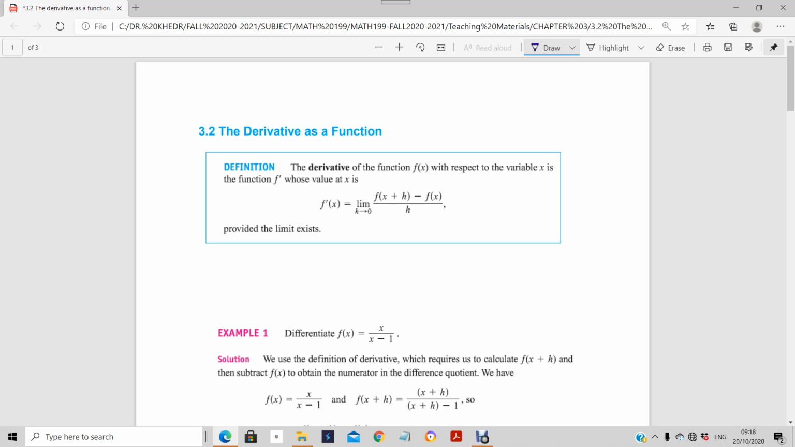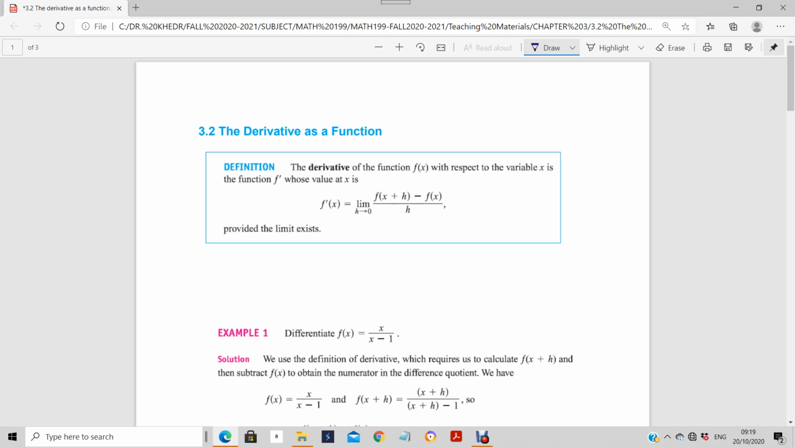So the derivative of the function f of x with respect to the variable x is the function f prime whose value at x is given by this equation. F prime of x equals the limit of f of x plus h minus f of x, divided by h, as h goes to 0, provided the limit exists.